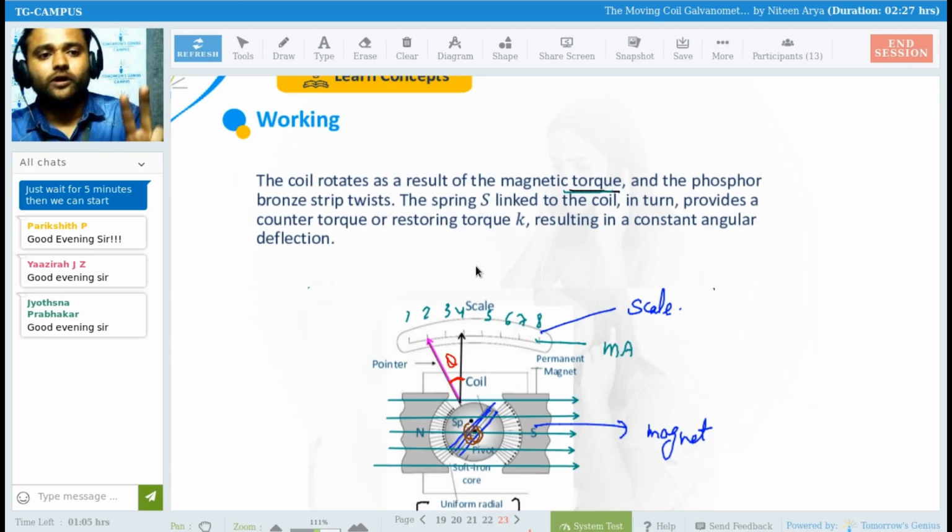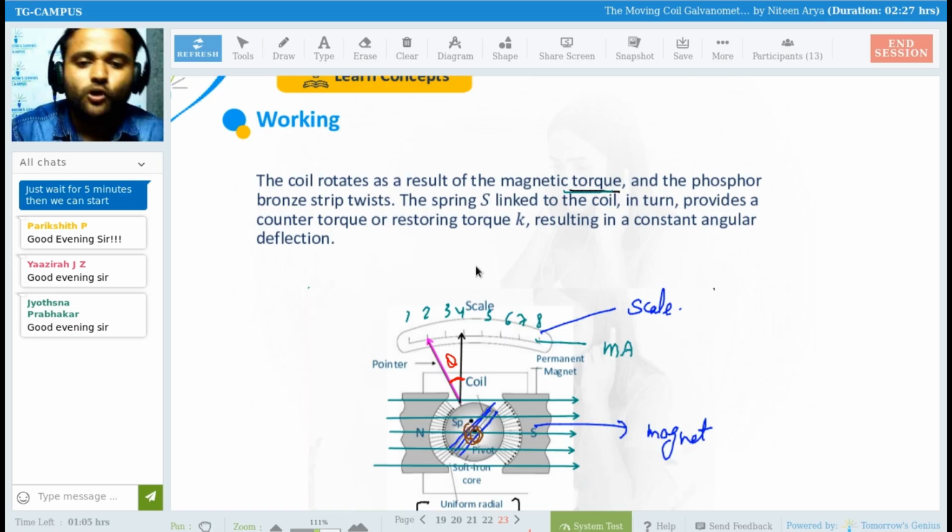So there are two torques. One is due to this magnetic field, or due to this current carrying coil in the magnetic field, and due to the response of this torque in this pointer, we have a restoring torque also. So both torques are going to act. Okay, is this clear, everyone?